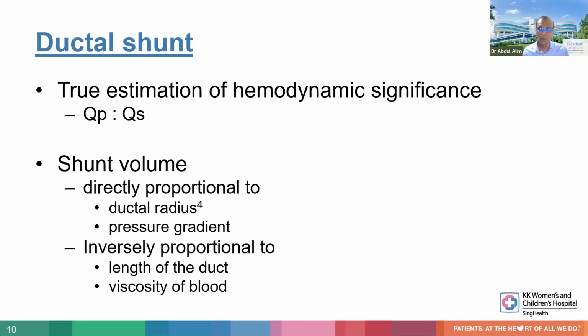The shunt volume, how much blood goes into the lungs, depends upon various factors. Ductal diameter is directly proportional to the 4th power of the ductal radius, which is half the diameter. It also depends on the pressure gradient between the aorta and the pulmonary artery, and it is inversely proportional to the length of the duct. If the duct is very long, the shunt tends to be slightly lower. If the blood is too thick, the shunt volume is also slightly lower. But most of the time, we don't routinely assess the length of the duct or viscosity of the blood; what we assess is mostly the indirect measurements of the shunt and the direct measurement of the ductal diameter.